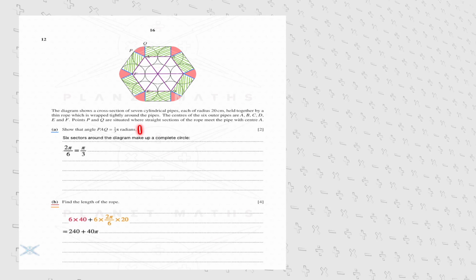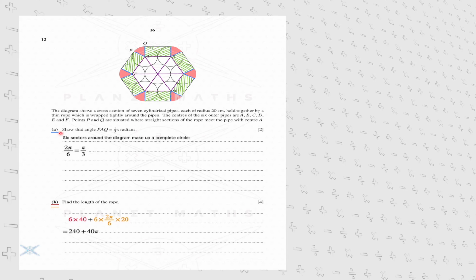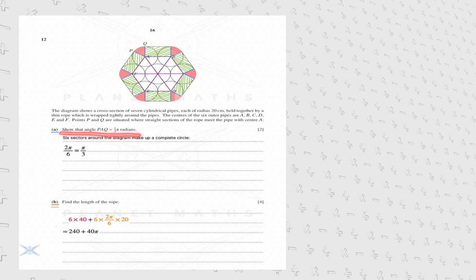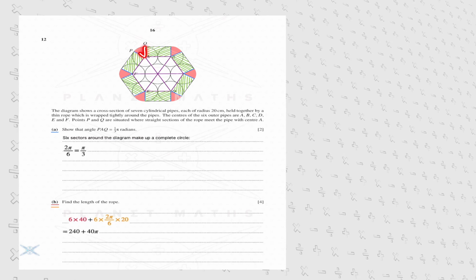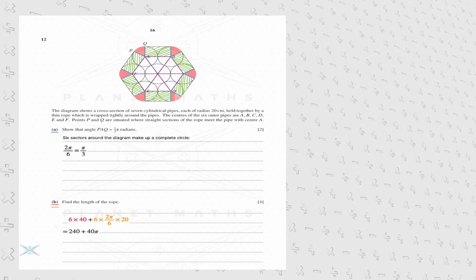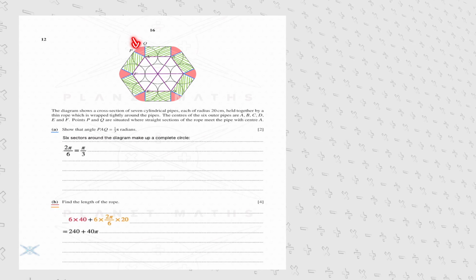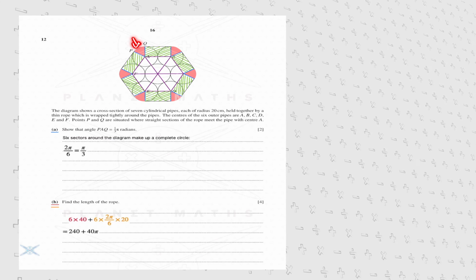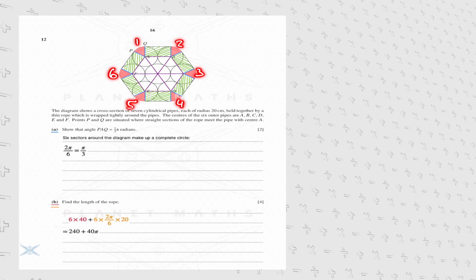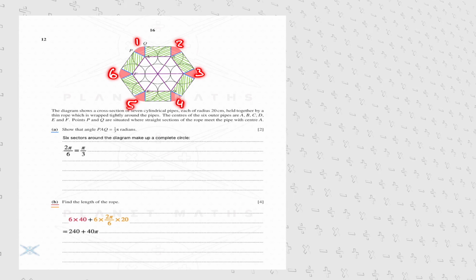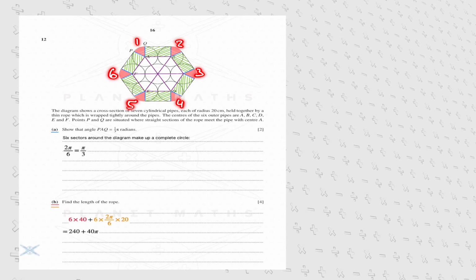In part A of this exercise we are supposed to show that angle PAQ equals 1/3 pi radians. The angle in question can be found here as highlighted, and in order to tackle this issue we can count the number of instances that this shape occurs within this entire diagram, and we can see that it occurs in total 6 times, each of those representing 1/6 of a circle with the same radius.